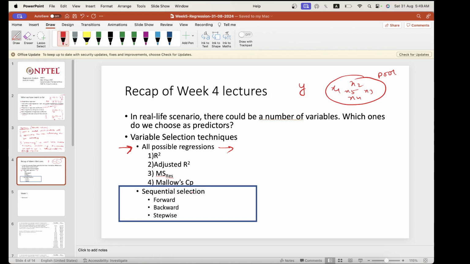And then we also use Mallows' Cp. So we want a model where Cp would be approximately equal to p, but p should be significantly less than the total number of variables, K. Okay, so these were the criteria that we learned in the previous class.